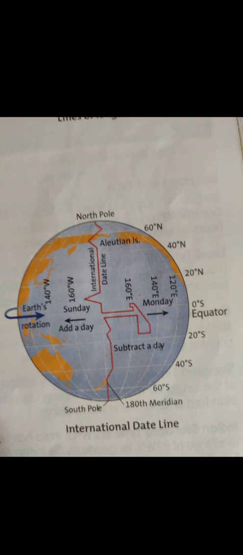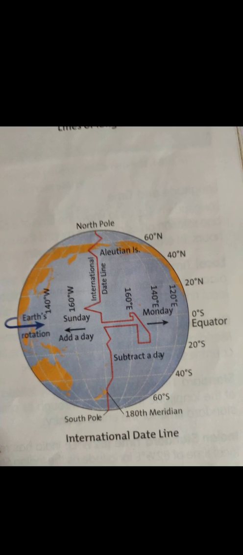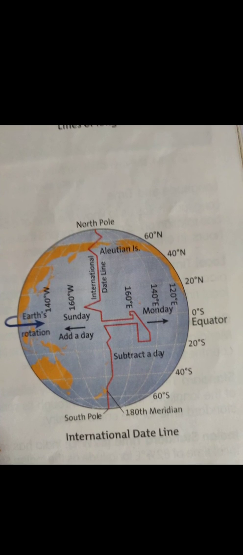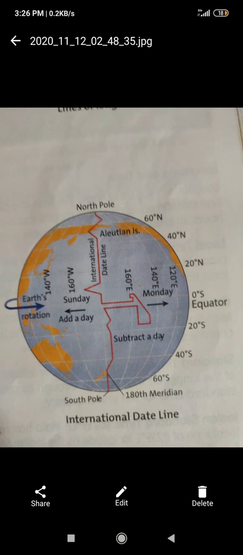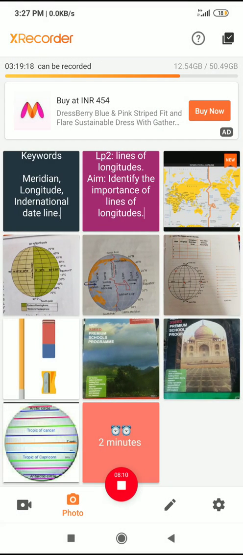Don't get confused. Why is it not a straight line like the prime meridian? It is zigzag because some countries are coming in the way. To avoid confusion, because half a country would have one time and the other half another time, it is drawn like this to avoid those countries. So this is the international date line.